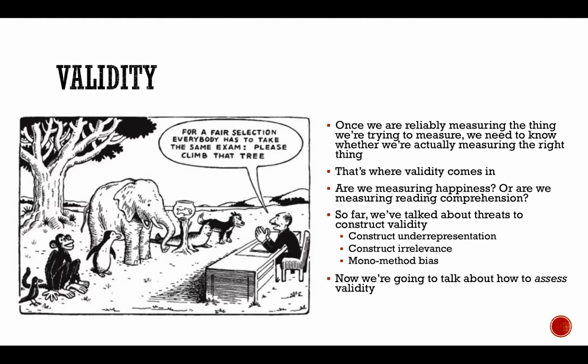Once we are reliably measuring the thing we're trying to measure, we need to know whether we're actually measuring the right thing. That's where validity comes in. Are we measuring happiness, or are we measuring reading comprehension? So far, we've talked about threats to construct validity, such as construct underrepresentation, construct irrelevance, and monomethod bias. Now we're going to talk about how to actually assess validity.